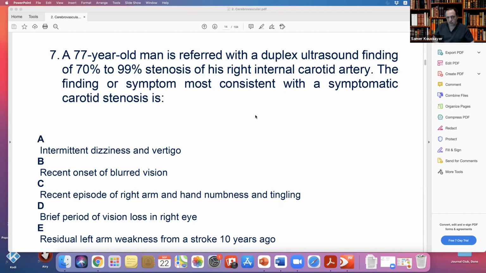So if the patient has right stenosis, the symptoms will be on the left side, for the arm and leg. For the eye, it will be on the same side. So the eye will be the same side, but the weakness will be on the other arm. So this side has a right carotid stenosis, that means the arm weakness will be on the left. So a recent episode of right arm symptoms is wrong because it should be the left arm. Correct? Yes. A brief period of vision loss in the right eye could be, yes, because the right eye is the same location, right?